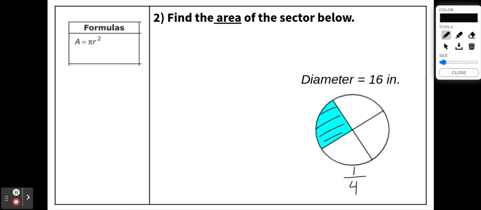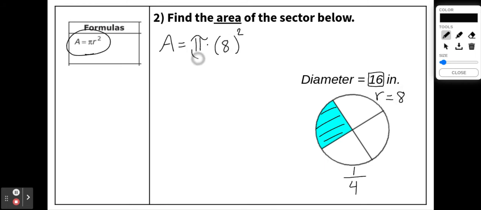Okay, remember, we don't have a formula to find the area of a sector, but we do have a formula to find the area of the entire circle. So we always start with that first. So let's find the area of the entire circle. Area equals pi times radius squared. Now the diameter is 16, so the radius is going to be half of that. It would be 8.